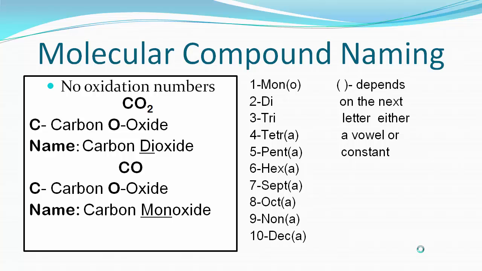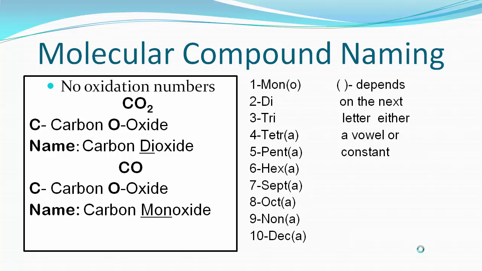So let's see another one. CO. C we already know is carbon, O is oxide. So the name is carbon monoxide. Why? Because there's only one, so there's only one number, but we don't write the one. This is how we name molecular compounds.